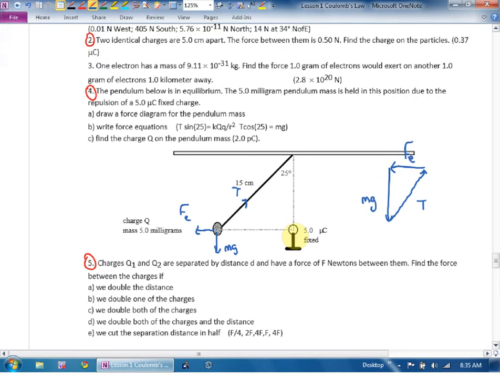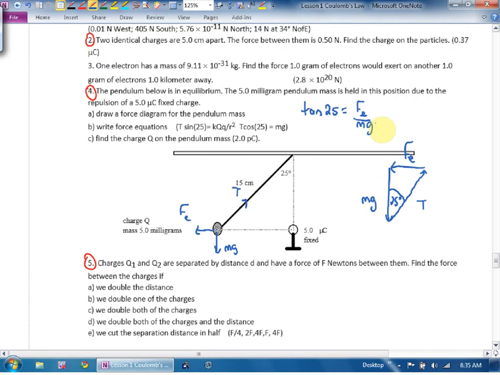Okay? They gave me the mass. So I think if they're talking about the charge Q, I'm going to use this equation. Oh, and Sally, I'm positive that that's 25 degrees when I do my Z rule thing and add extra lines and whatnot. You okay with all that? So we're going to get tangent equals electric force divided by mg. Is that okay? We're going to get tan 25 equals Fe over mg.